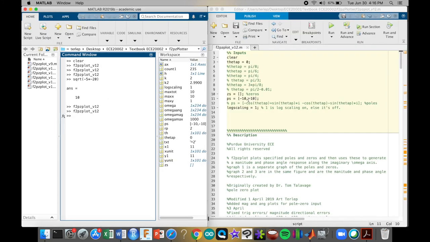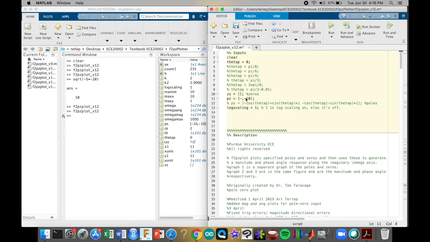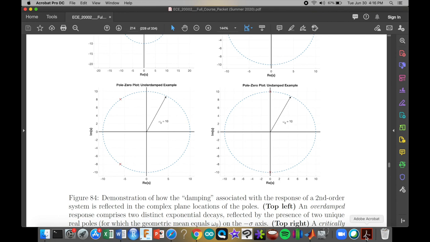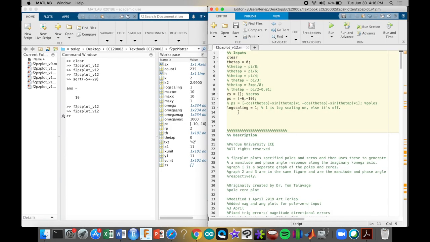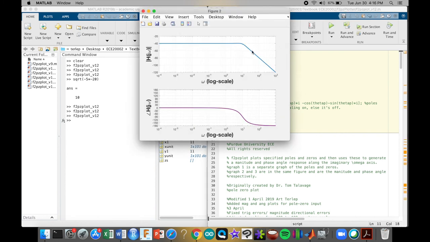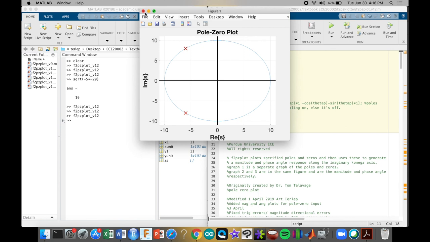So let's go ahead and change this to reflect that. It's minus 6 on the real axis, we said. That's what this one reflected. Minus 6 on the real axis there. And we wanted plus minus 8j, right? 6 minus 8j. Okay, let's make sure that lines up. And sure enough, it does.